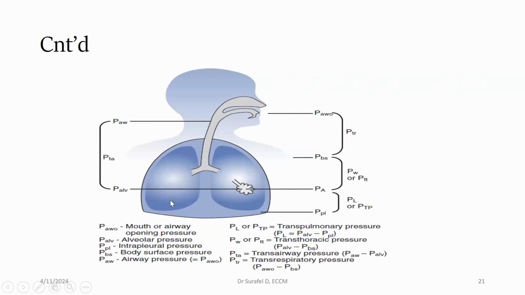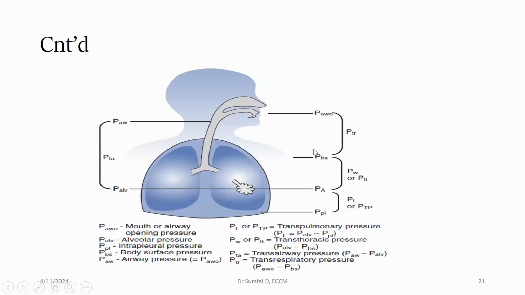PA is the alveolar pressure, the pressure which is needed to distend the alveoli. PL is the pleural pressure, which is the pressure in the pleural space. And PAW is the airway pressure, which is mainly concerned with the airway resistance, the upper airway resistance. And PBS means body surface pressure, the pressure on the body surface.